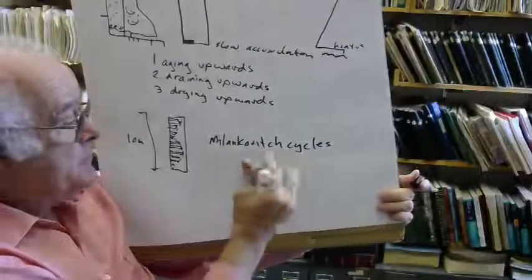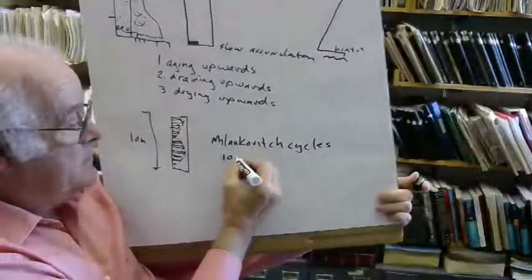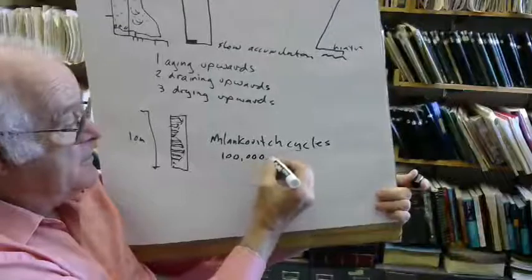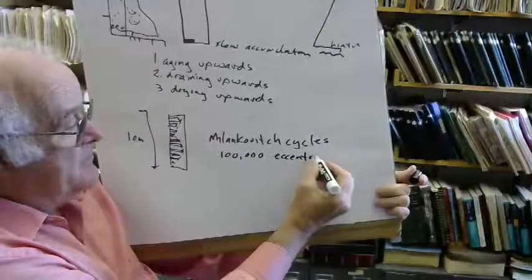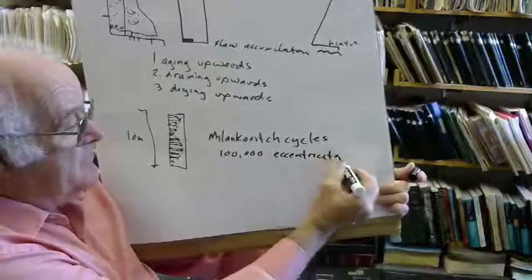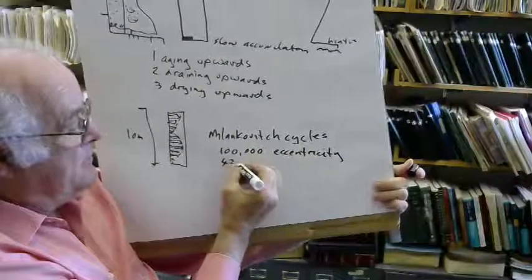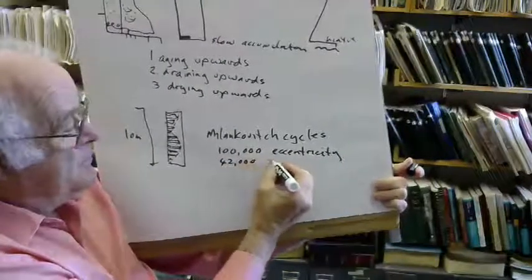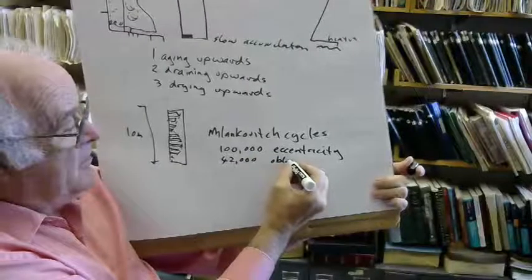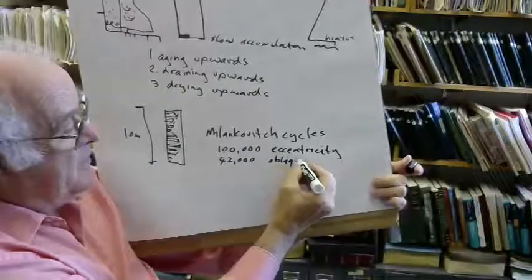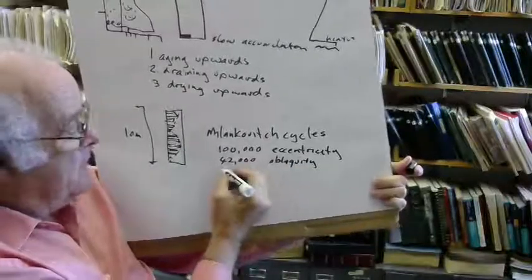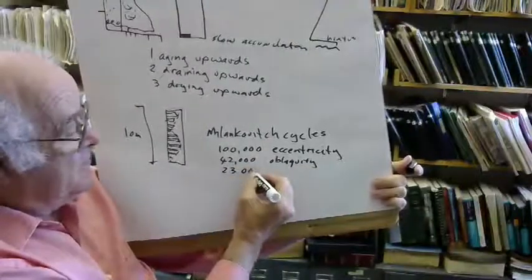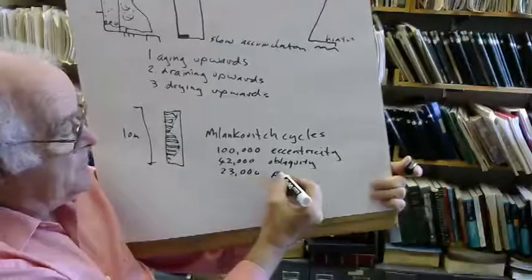You've probably heard of these before in your geological education. The 100,000 year cycle is from orbital eccentricity. The 42,000 year cycle is due to obliquity, or the angle of the Earth tilt in its axis away toward the sun, and 23,000 years is due to precession.